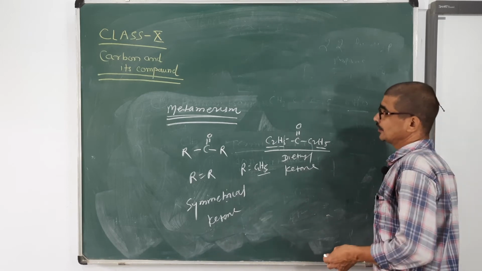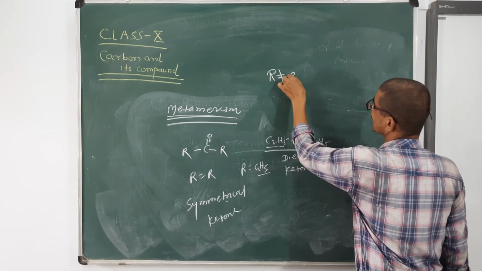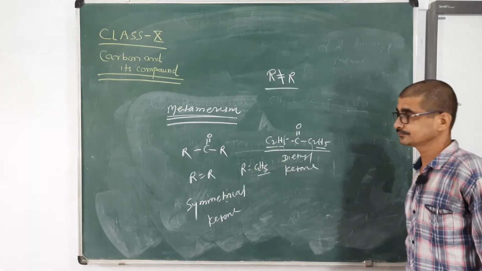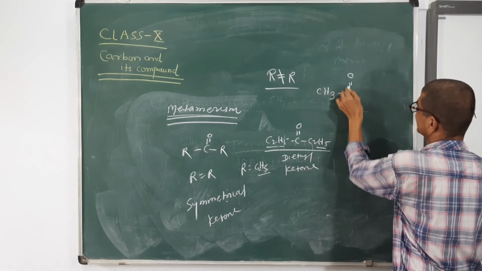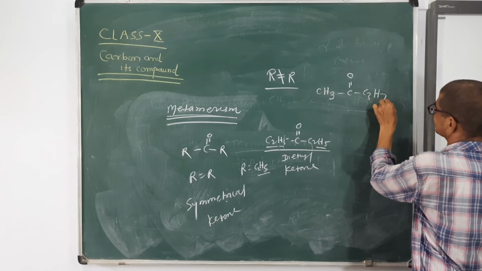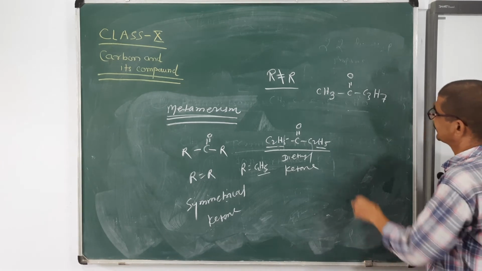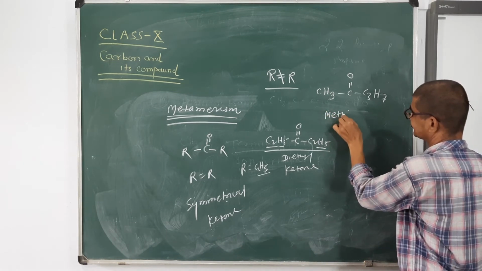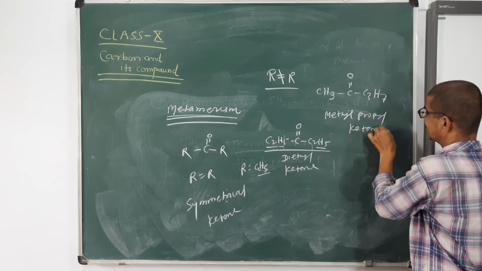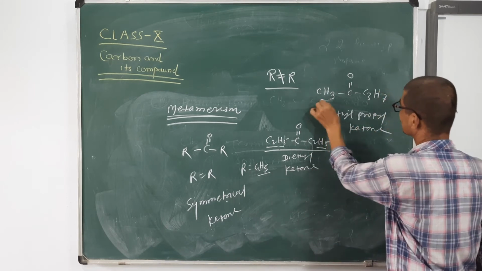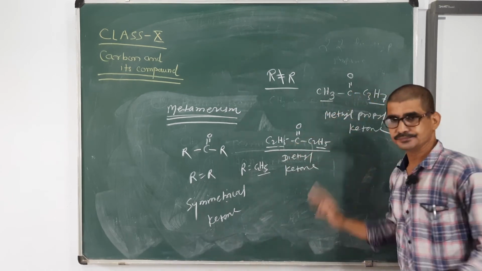Now, in case of unsymmetrical ketone, alkyl groups are not same, such as this, which is called methyl propyl ketone. Why is it called unsymmetrical? Because alkyl groups are not same. So these two compounds show metamerism.